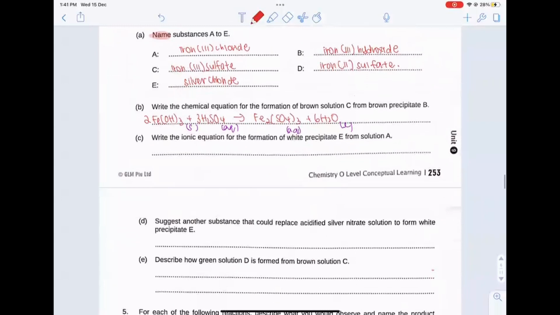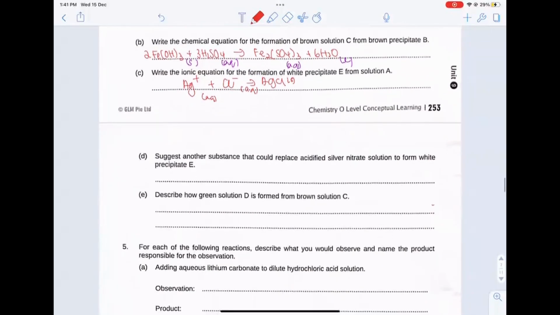Next, write the ionic equation for the formation of white precipitate E from solution A. So over here, for part C, it would be Ag+ from E plus Cl- from A, and together they'll form AgCl. Okay, so if you need to write state symbol, here are the state symbols.